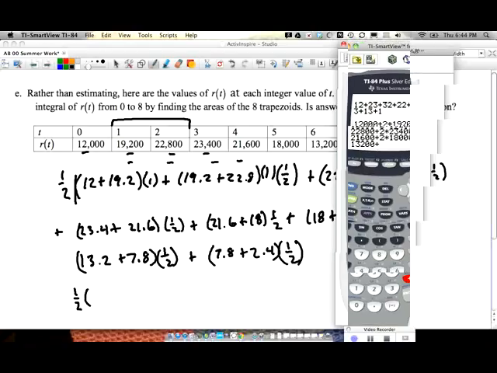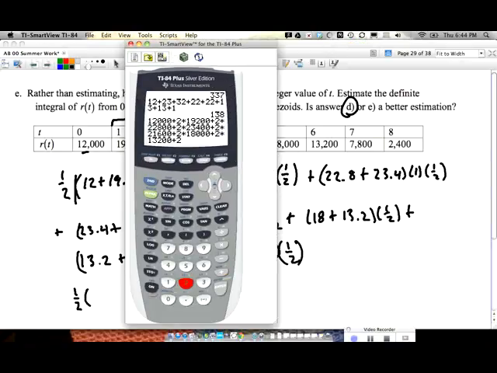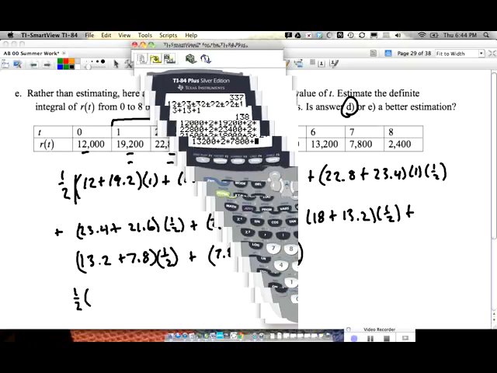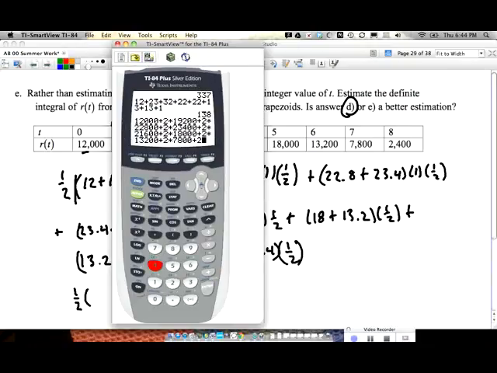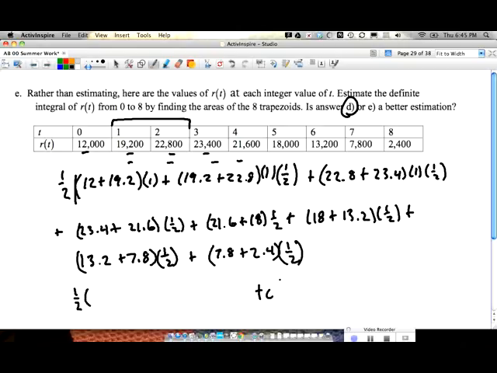Plus, what's the next one? We're almost done here. Plus 2 times 7,800. Now the last one, there's only one of them. There's not 2 of them. So the first one and the last one, there's only one of those. So plus 2,400. Oh, that's a lot. Let's see what we get. 266,400. So this total equals 266,400.